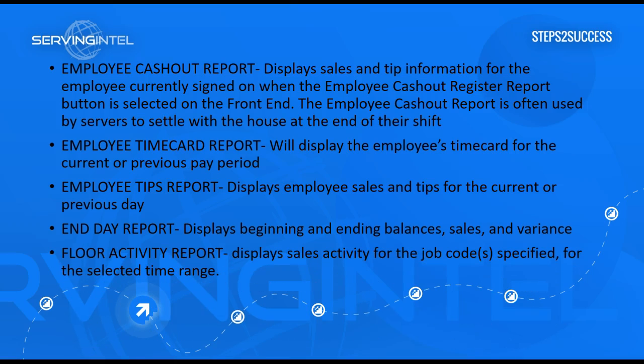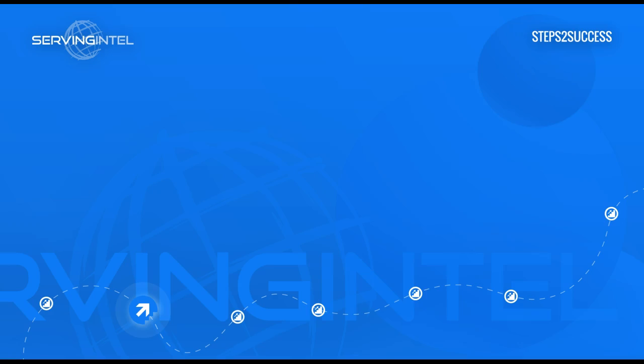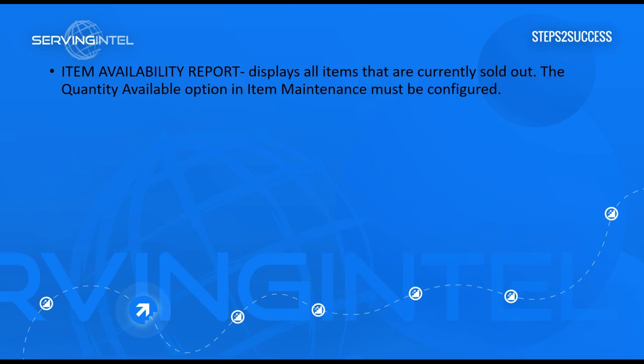Next, we have a floor activity report. This report displays sales activity for job code or codes specified for the selected time range. Next, we have the item availability report. This report displays all items that are currently sold out. The quantity available option in item maintenance must be configured for this button to function correctly.